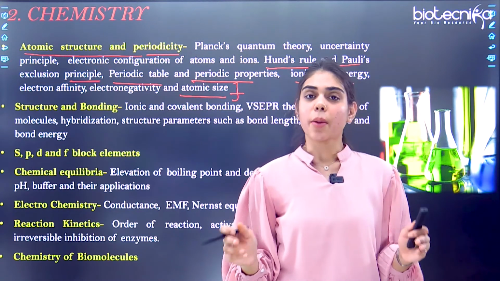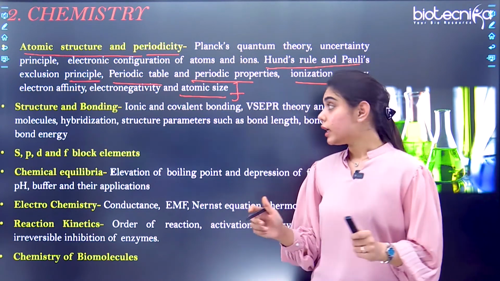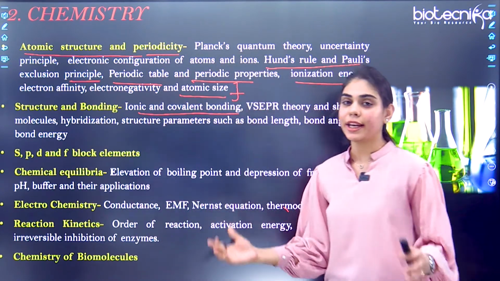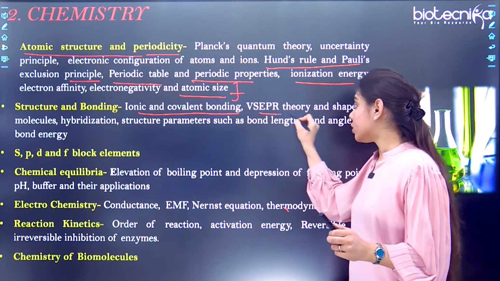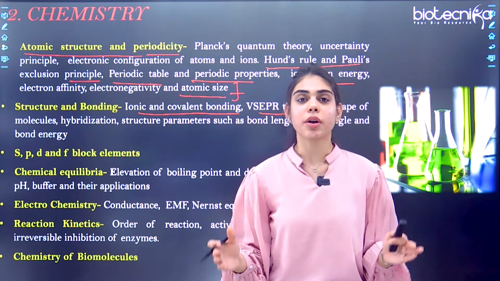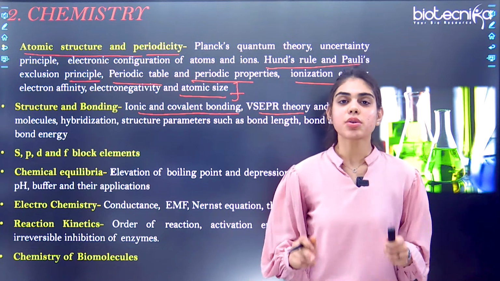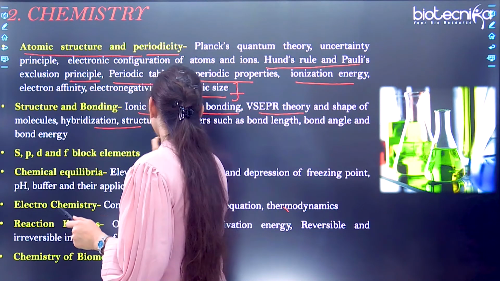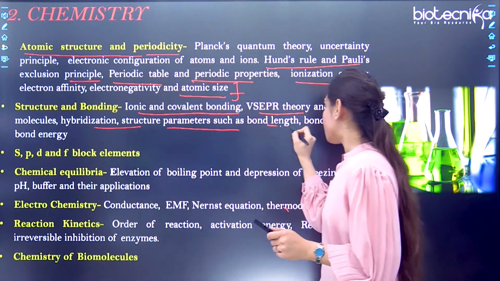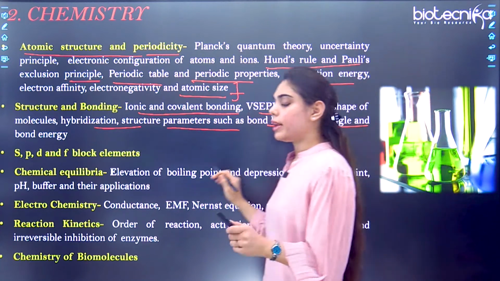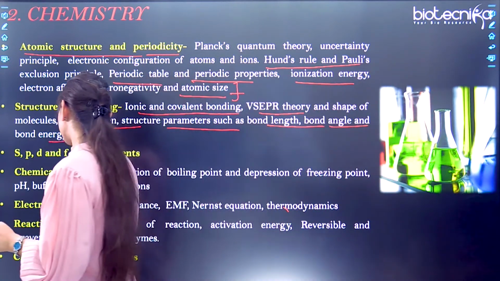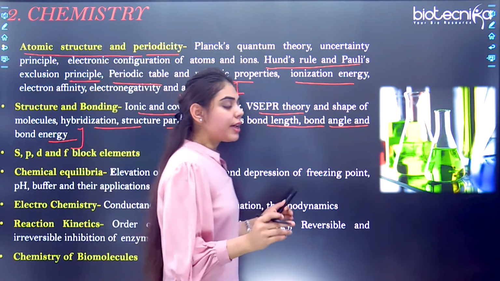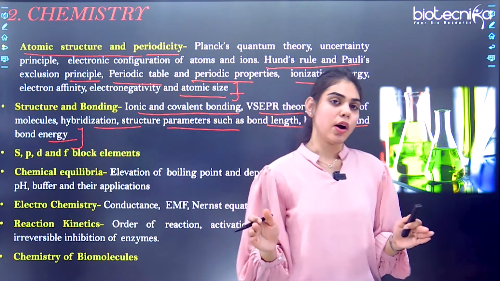Now, the second topic over here is structure and bonding. Here you should know the basics of ionic and covalent bonding. What is the energy for this? What is VSEPR theory, that is valence shell electron pair repulsion theory. You should also know about the hybridization of molecules as well as the shape. Also the structure parameters such as bond length, bond angle, as well as bond energy. Knowledge of these topics is needed. Now you should also know the basic properties of S, P, D and F block elements.